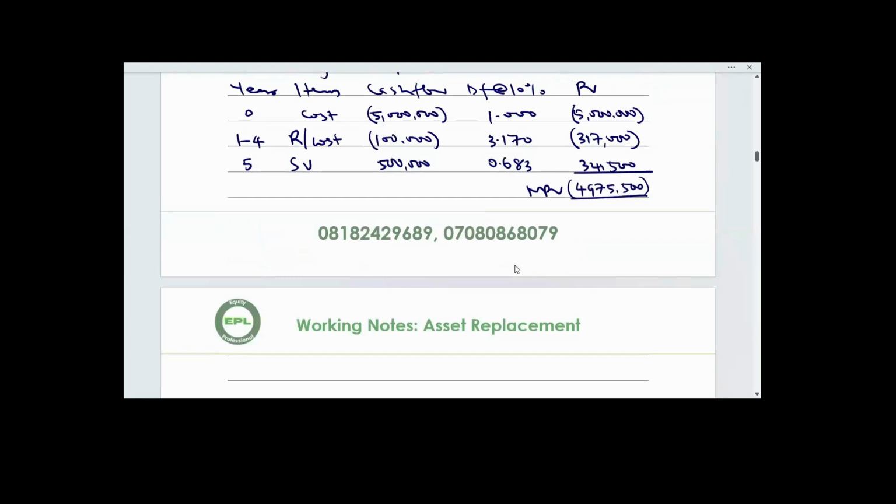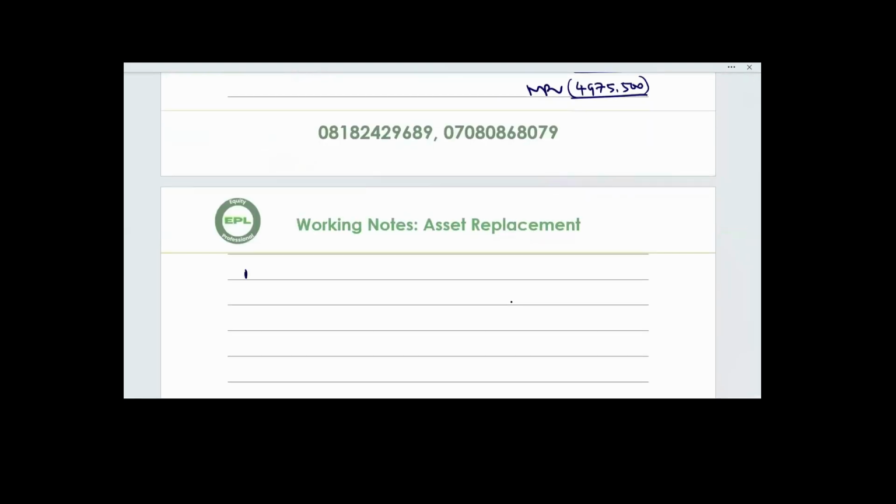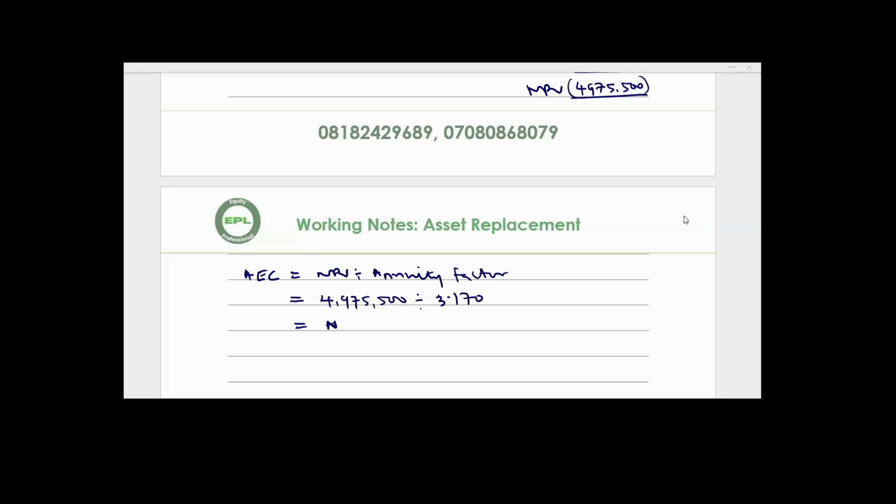I need to calculate annual equivalent cost for machine A. Therefore, the annual equivalent cost will be equal to the NPV divided by the annuity factor. Okay, let me write it out in full. 4,975,500 divided by 3.17 equals 1,569,588.